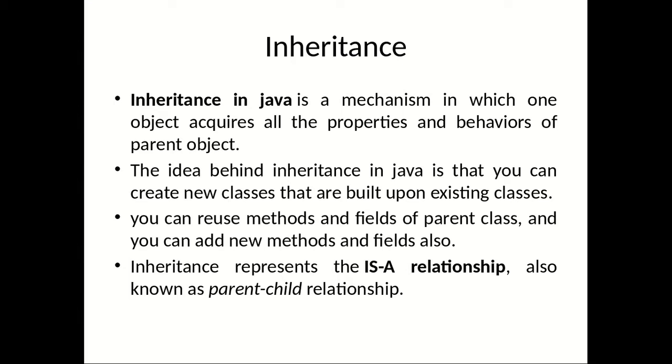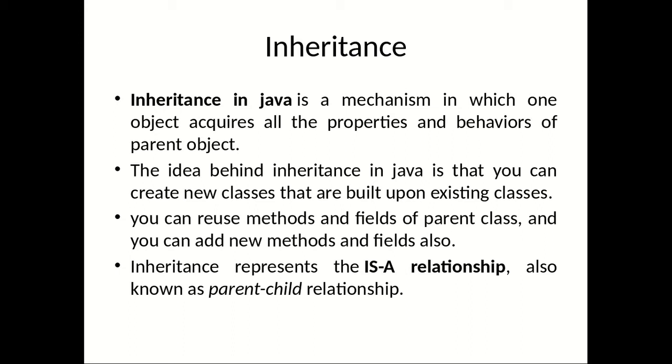The idea behind inheritance in Java is that you can create new classes that are built upon existing classes. Without modifying the parent class, you can add features of the parent class to the child class. We already discussed this with some examples. You can reuse methods and fields of the parent class. The parent class contains fields and methods, that is, functions and data members. You can use those fields and methods in the child class, and you can also add new methods and fields.